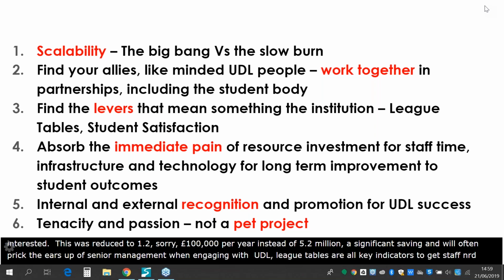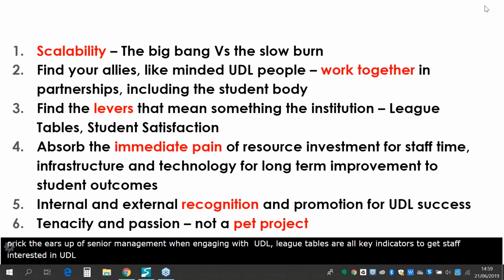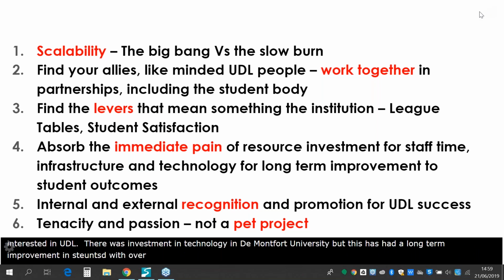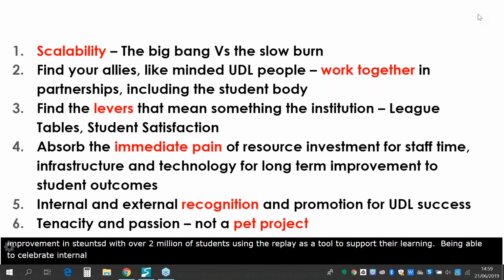There was intensive resource investment in technology at De Montfort University, but this has had a long-term improvement on students, with over 2 million students using Replay as a tool to support their learning. Be able to celebrate internal and external success from UDL. So De Montfort University was invited to present at various different national and international conferences.